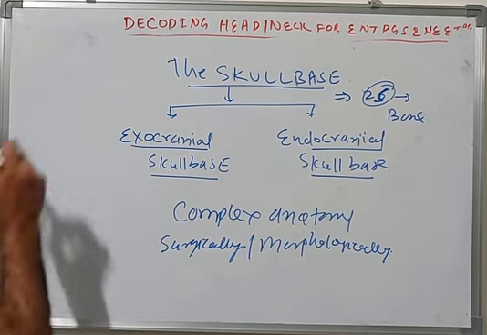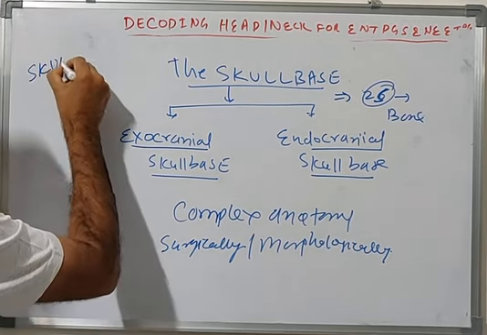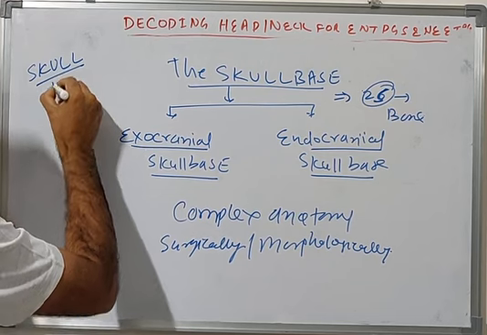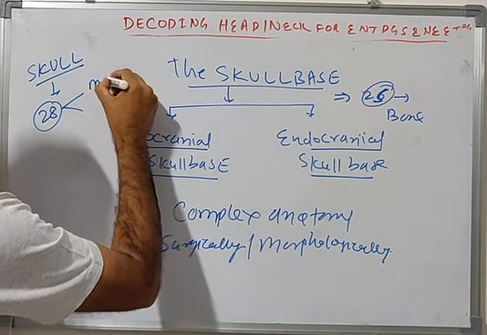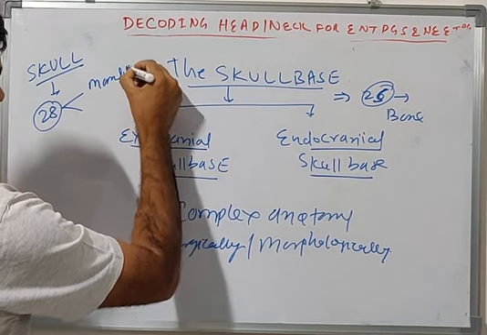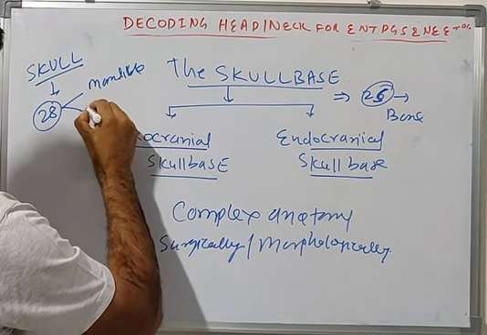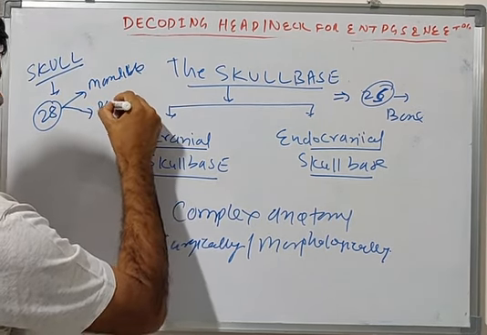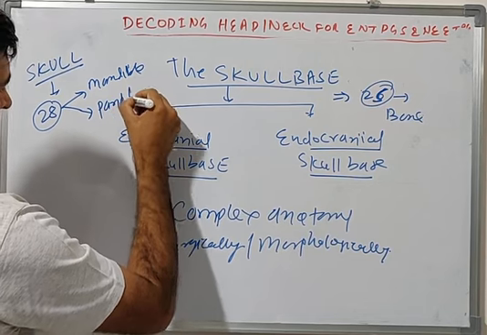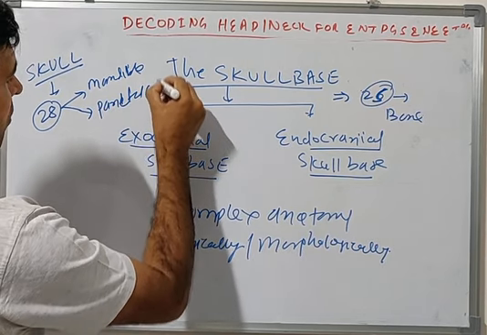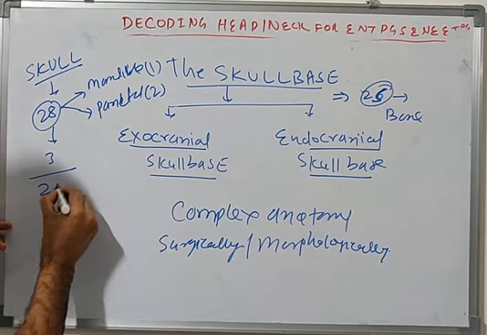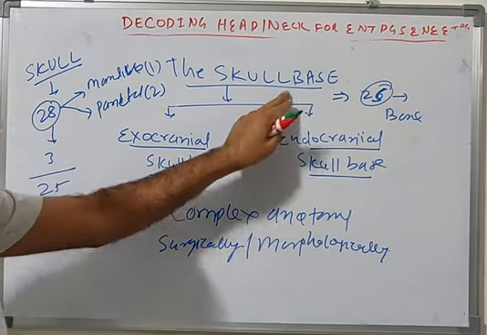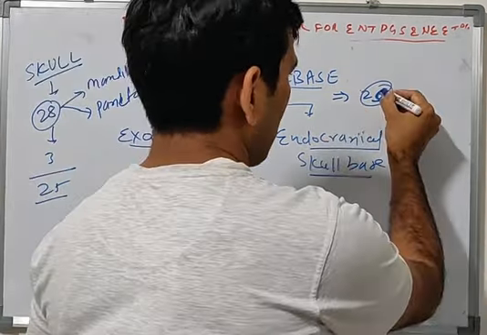As you know, the skull is made of 28 bones. In a skull base, we exclude the mandible and the parietal bones. Two parietal, one mandible. 28 minus 3 is 25. So a skull base consists of 25 bones.